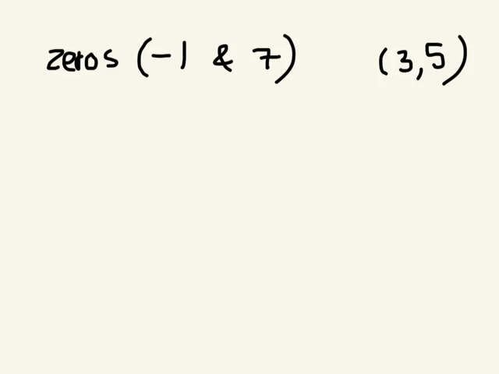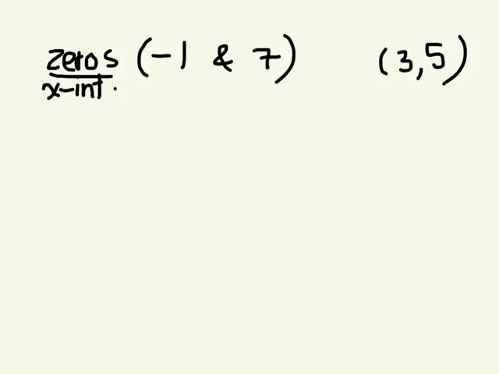Okay, so in this question, you're given this information. You're told that the zeros, or the x-intercepts, are located at -1 and 7, and that a point on the parabola is located at (3, 5). You're asked to write it in standard form, but if you're given the x-intercepts, which form should you write it in first?